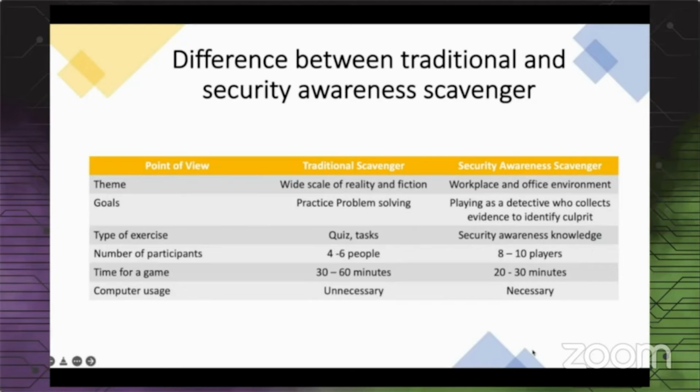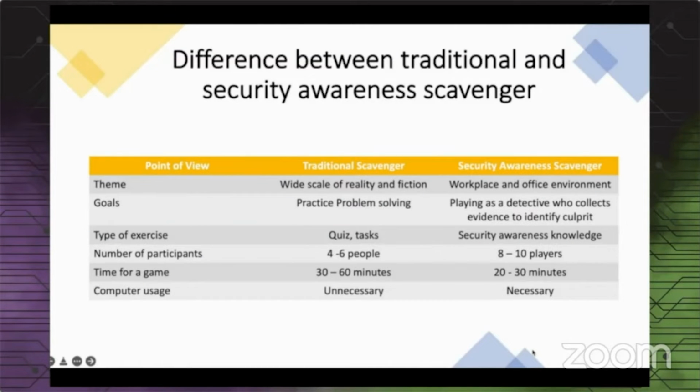We are usually trying to practice problem solving and team building activities by having multiple tasks, could be physical, could be quizzes, the number of participants not more than 6, and usually the time of the game is only 60 minutes. And we usually don't use any kind of technical devices or computers.